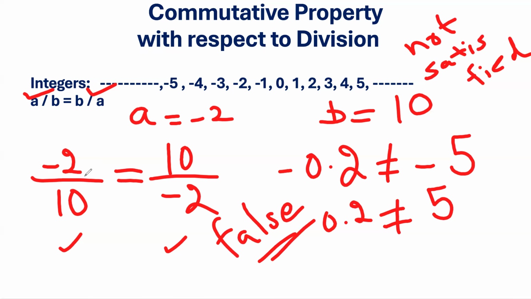What is the result? Commutative property with respect to division in the set of integers is not satisfied. The left-hand side is not equal to the right-hand side. You can take any other example from the set of integers. With respect to division, it is never satisfied. In all the examples, it is false. So like this, we have to check commutative property with respect to addition, multiplication, subtraction, and division. In the set of integers, in the set of whole numbers, in the set of any kind of numbers, real numbers, which is given to us.